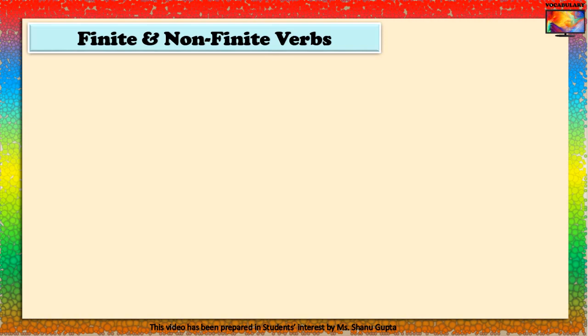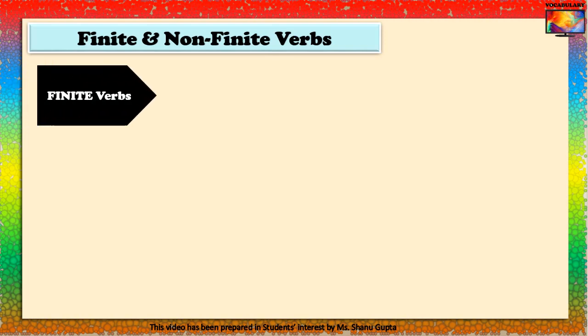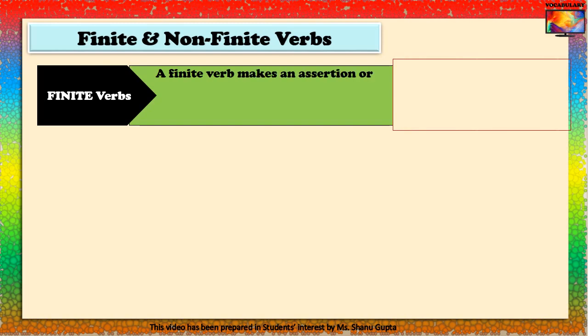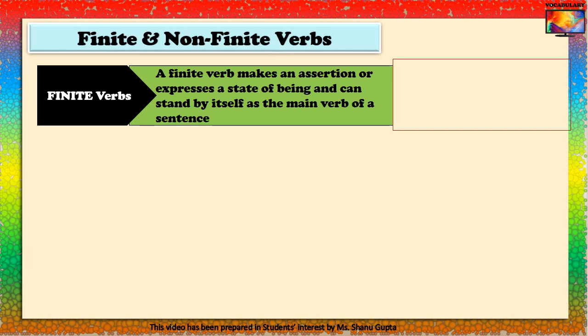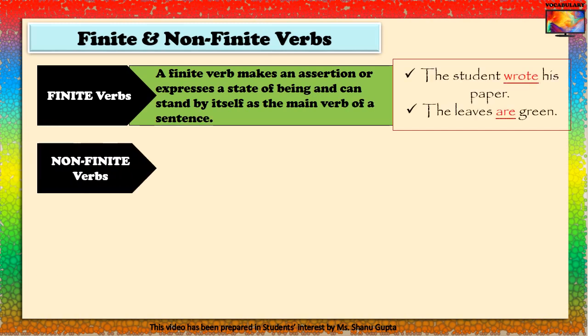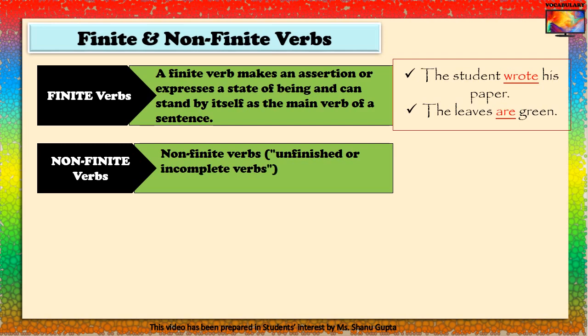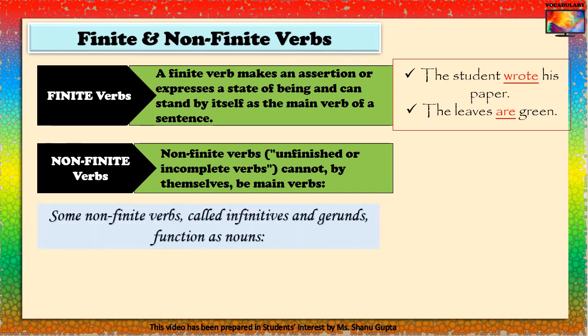To cut a long story short, finite verbs are verb forms that function as verbs. They can stand by themselves as main verbs of a sentence. Whereas non-finite verbs are verb forms that don't function as verbs at all. Rather, they function as some other part of speech, such as a noun or an adjective. They are called non-finite because they are unfinished or incomplete verbs that cannot, by themselves, be the main verb in the sentence. Some non-finite verbs, called infinitives and gerunds, function as nouns.